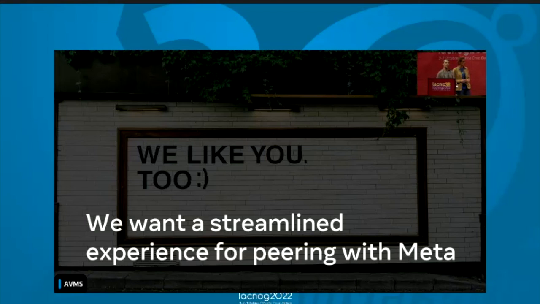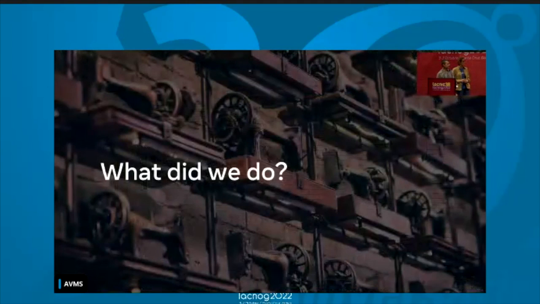What we really wanted to do is to make it easier for us to manage the large amount of requests that we're receiving and the emails that were coming in, and we thought it was not quite the best solution for us. And we wanted to make it easier for Meta and also for every one of our partners, our internet service providers that want to peer with us. And what did we do?